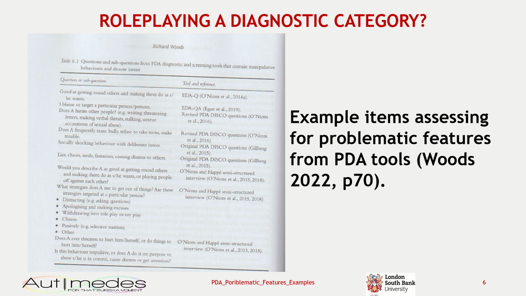Things such as: does A target a particular person to harass other people, e.g. writing threatening letters, making verbal threats, stalking and untrue accusations of sexual abuse? Does A frequently tease, bully, refuse to take turns, make trouble? Would you describe A as good at getting around others or making them do as he or she wants, or playing people off against each other? Does A ever threaten to hurt him or herself, or do things to hurt other people? These are just some of the examples listed in that table.